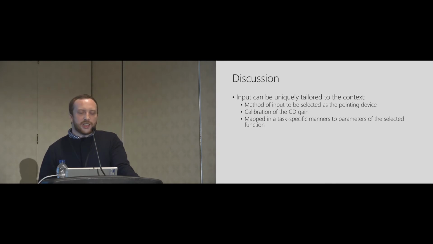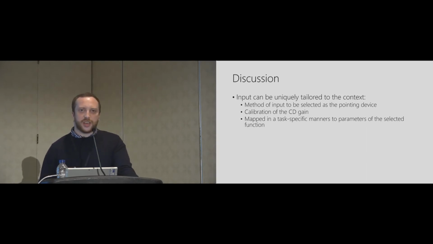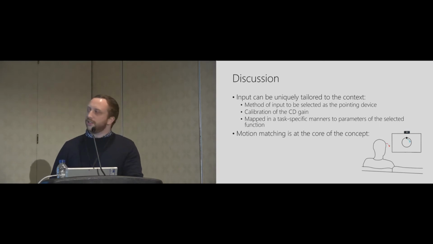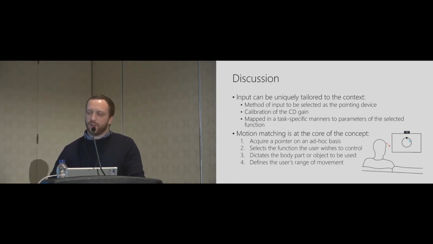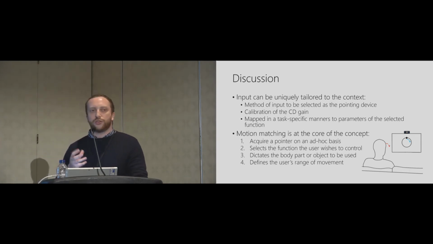Input can be uniquely tailored to the context, depending on the method of input the user decides, the calibration of the CD gain, and the task in which they aim to perform. And this in turn is enabled by the motion matching, which is at the core of the concept. And in one fell swoop, the motion matching phase acquires the pointer on an ad hoc basis, selects the function that the user wishes to control, dictates the body part or object to be used in the interaction, and defines the user's range of motion.